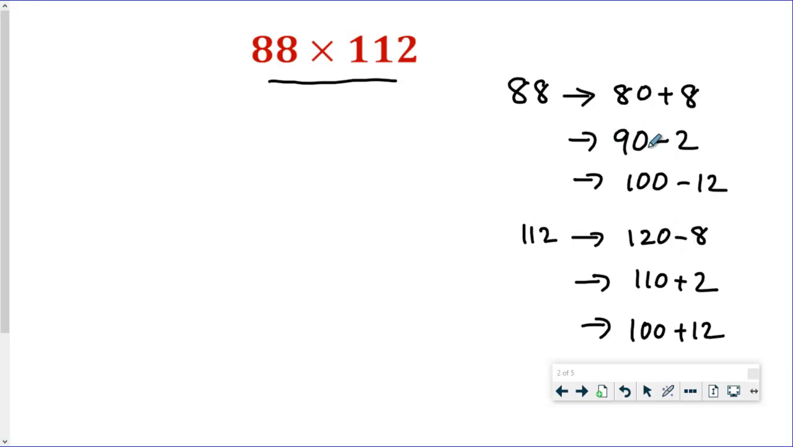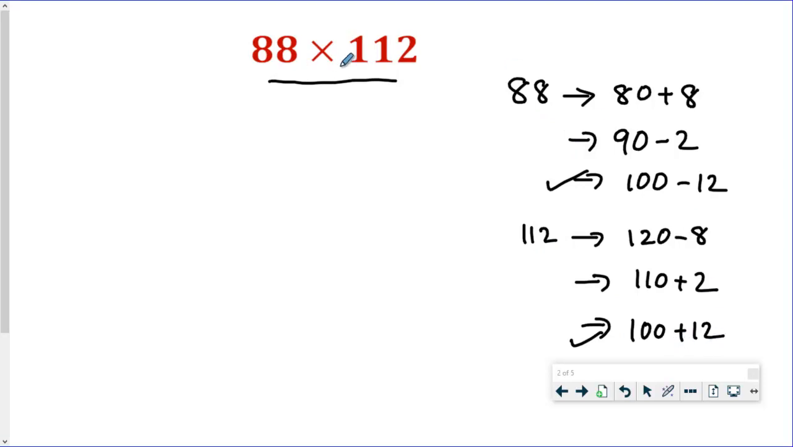Here we have to take the expression that is similar for both 88 and 112. If you take 80, there is no 80 in 112, so we can't take this one. If you take 90, there is no 90 either, but here 100 minus 12, and in 112 also 100 plus 12, so we have to take these two. Okay, 88 can be written as 100 minus 12 and 112 can be written as 100 plus 12.